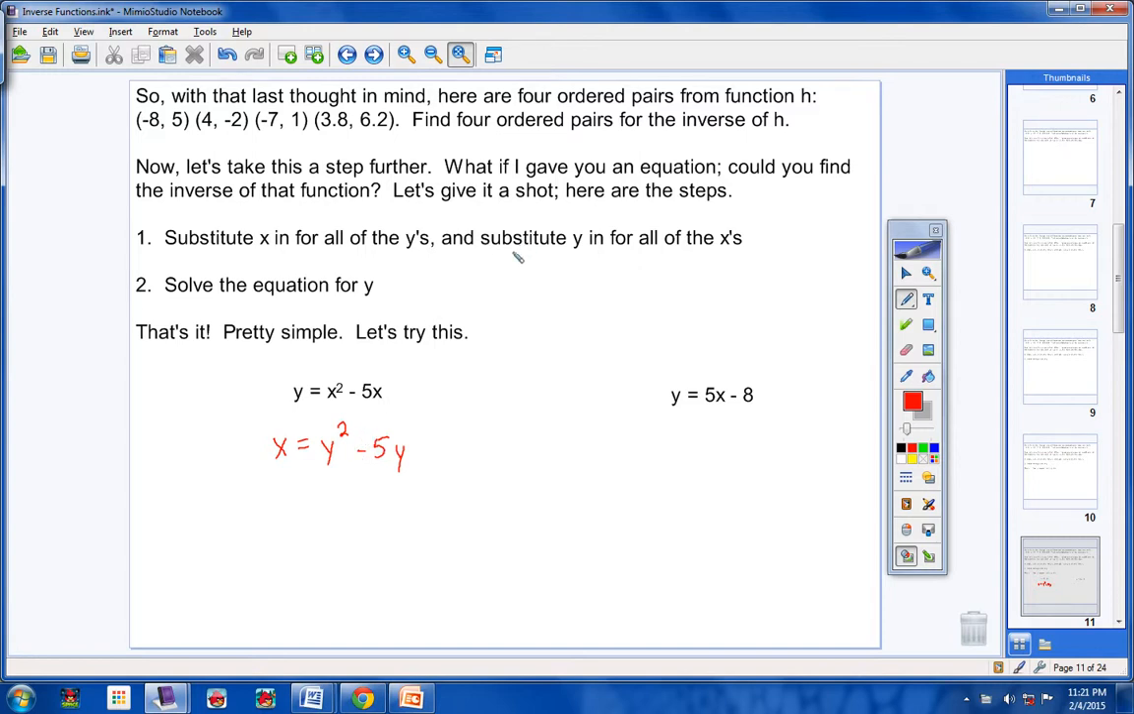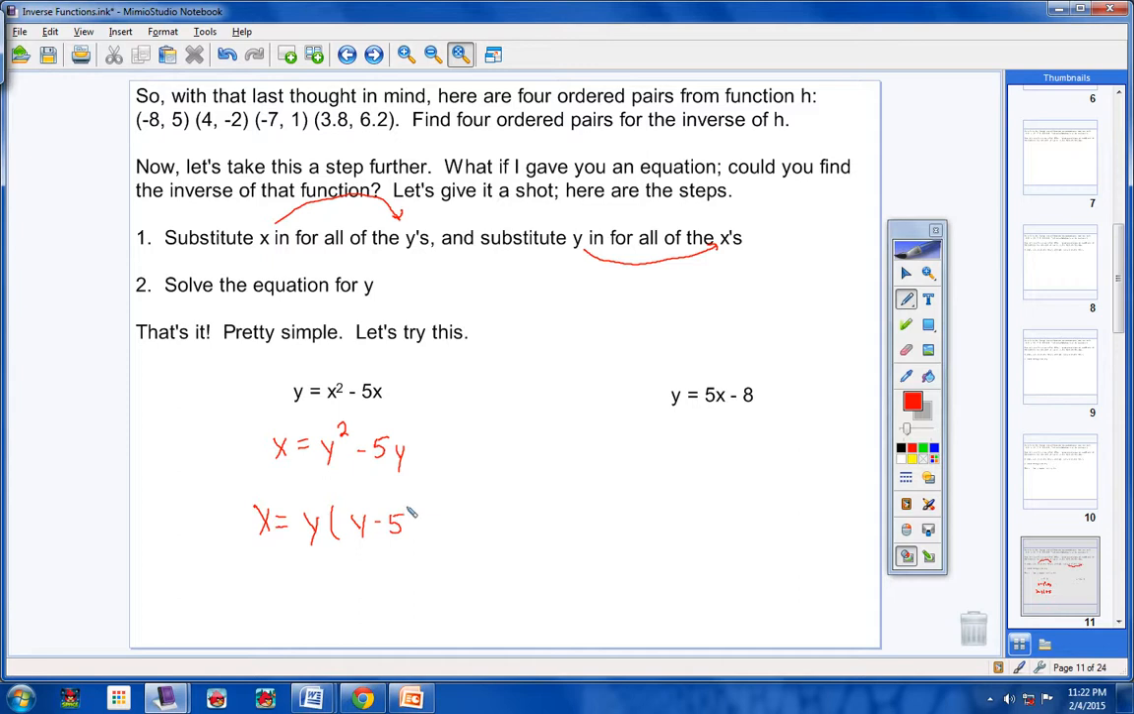Do understand one thing, students, and please, please don't miss this. As soon as you put x's in for all the y's, and as soon as you put y's in for all the x's, you could technically stop right there and you're done. This equation here is the inverse of this equation here. However, properly speaking, you are supposed to get y by itself. However, in some equations, it will be difficult. Understand that.